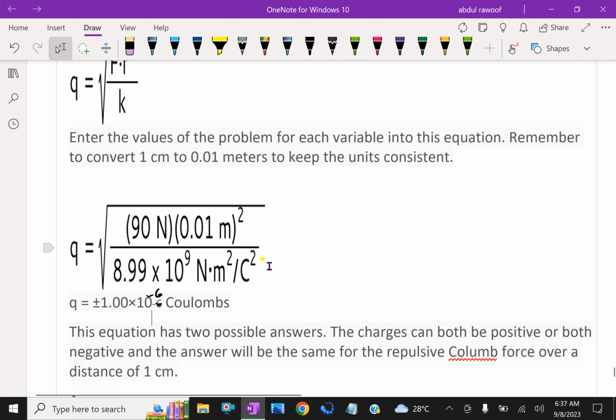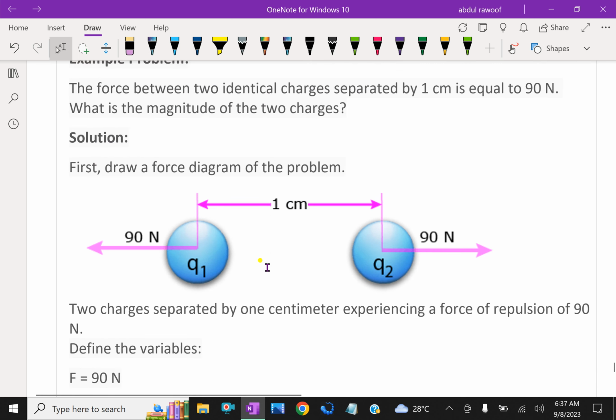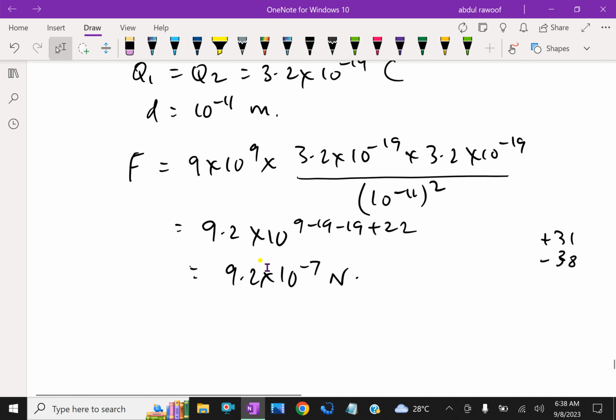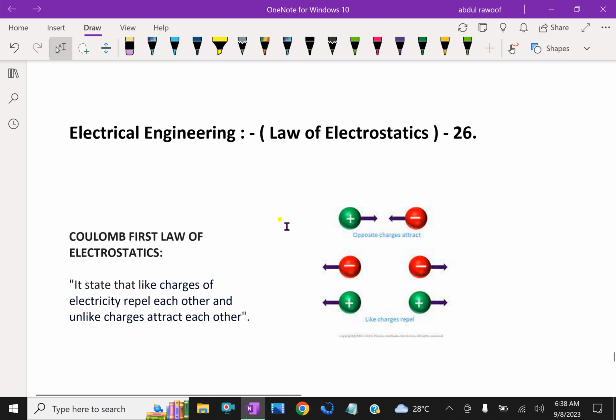So far we have discussed Coulomb's law. We discussed Coulomb's law of static electricity and we solved some problems.